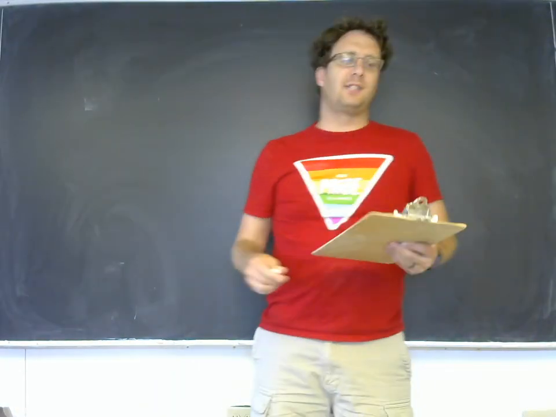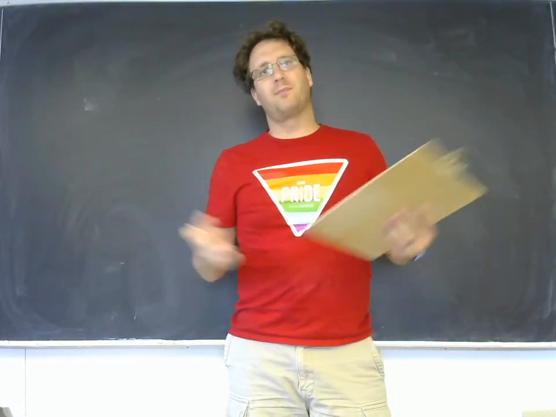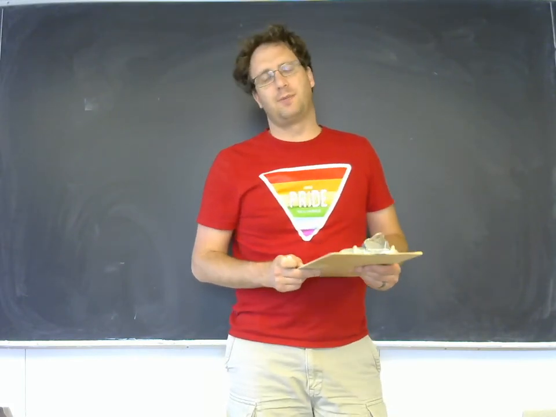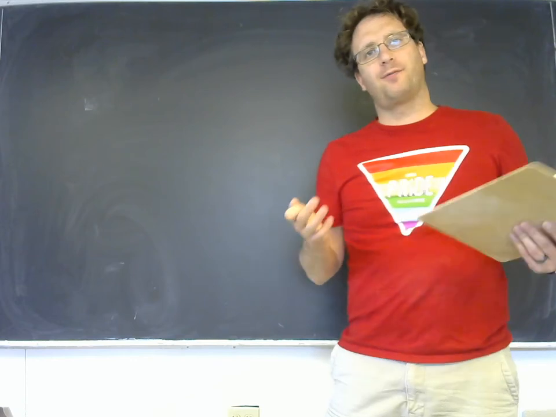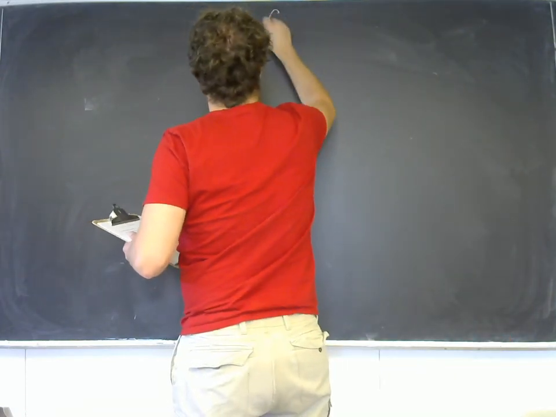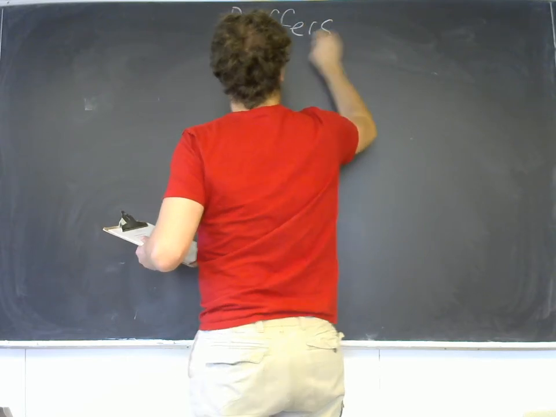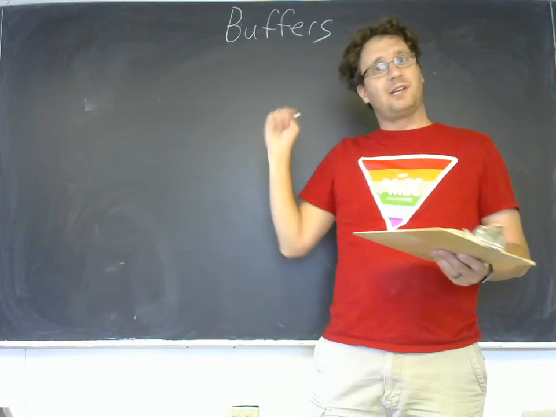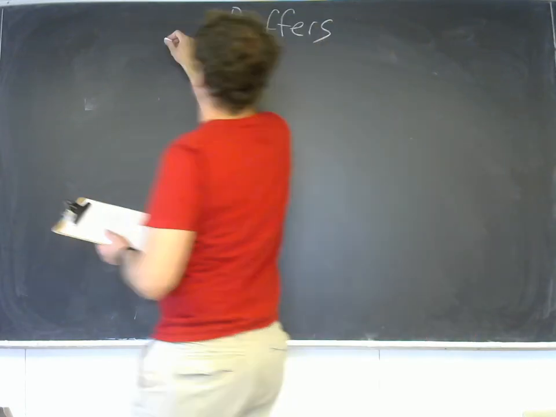Chapter 17 is about different particular applications of aqueous equilibria. And it opens up with a very important concept called buffers. And there are actually different kinds of buffers, but what we usually mean, and what we definitely mean in this case, are pH buffers.